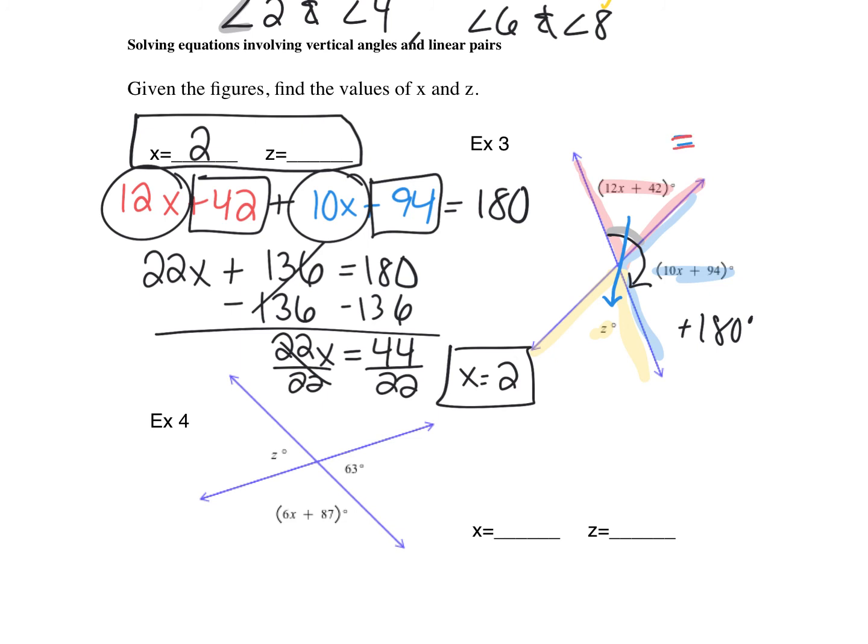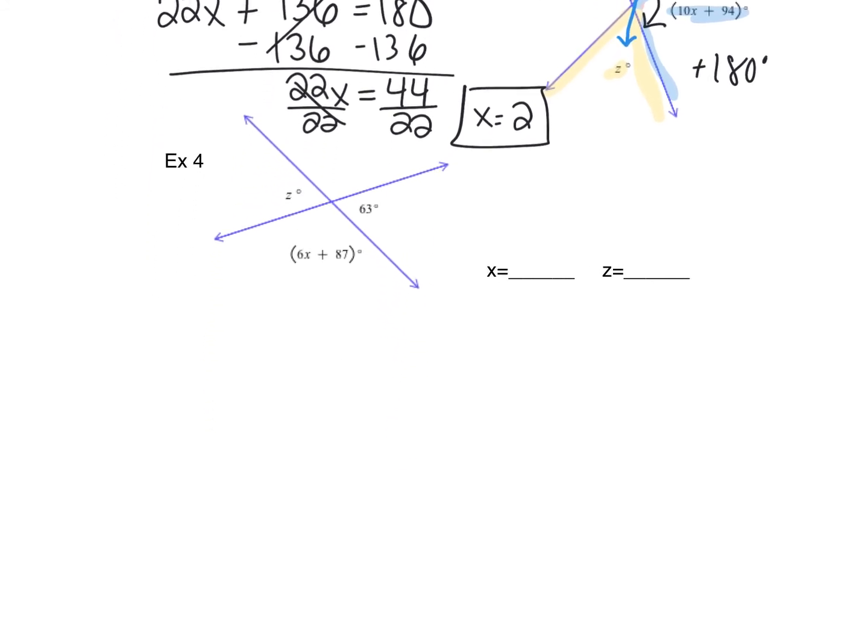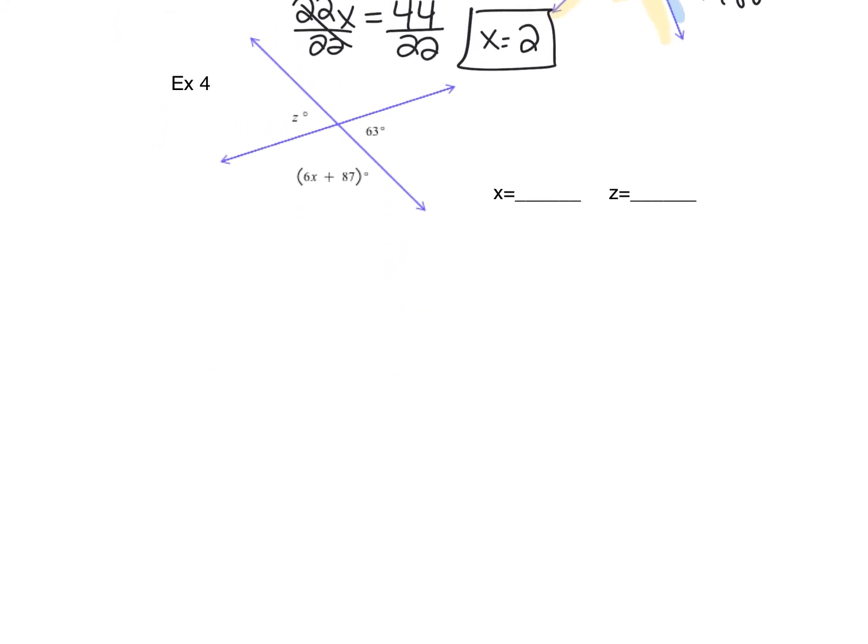So I can plug my x back in to find out what the red angle is equal to. So if I plug x back in, I've got 12 times 2 plus 42. 12 times 2 is 24. Add 42 to that, and you have that angle measure is 66 degrees, okay? Since it's right across from the z, that means that the z must also be 66 degrees, okay? So once you find one, you have to plug it back in to find the other, okay? So this does take quite a bit of work. Let's try another example to make sure that we have it, okay?